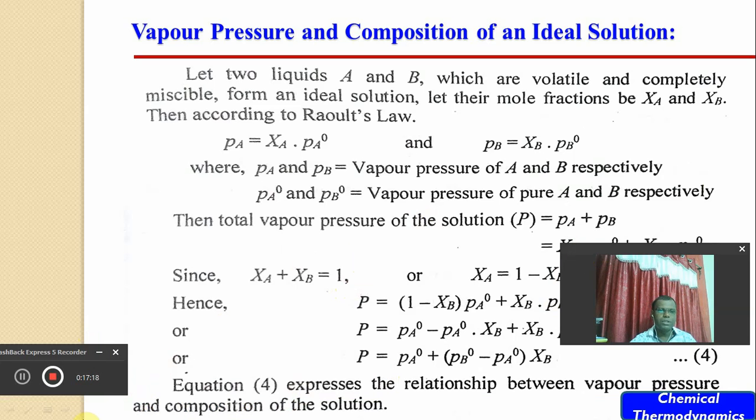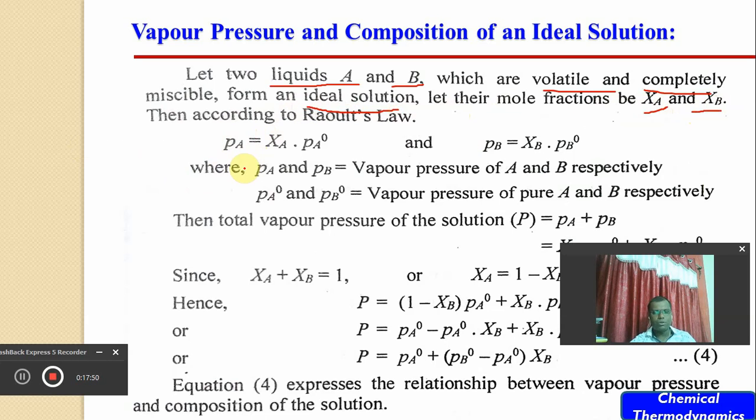For that purpose, here we will consider a system. That system consists of two liquids, liquid A and liquid B, which are volatile and completely miscible, and these two liquids form an ideal solution. Suppose their mole fractions are indicated by XA and XB, meaning XA and XB are the mole fractions of the two liquids A and B.